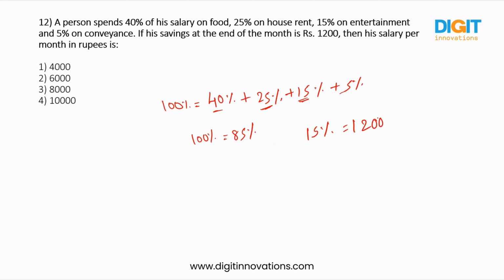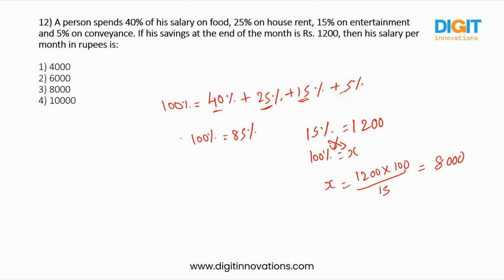Remaining 15% is savings. So 15% money is 1200 and 100% what would it be? 100% is the total salary. So we are just simply cross multiplying this. So x equal to 1200 into 100 by 15. Okay. So it is 8,000.